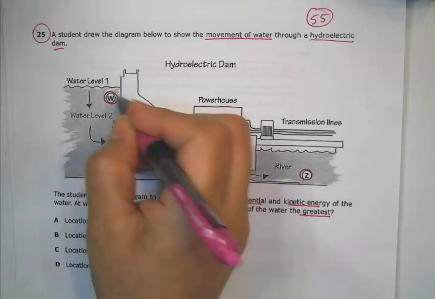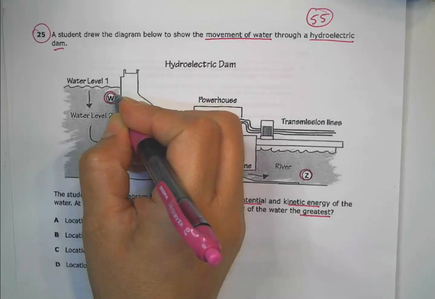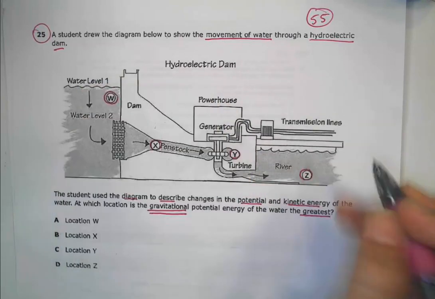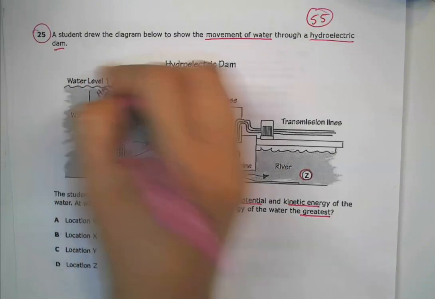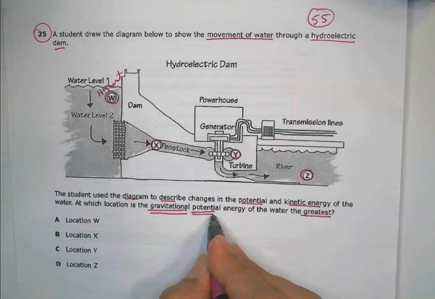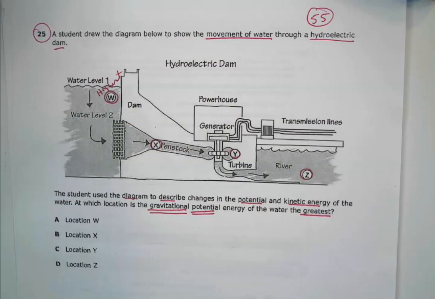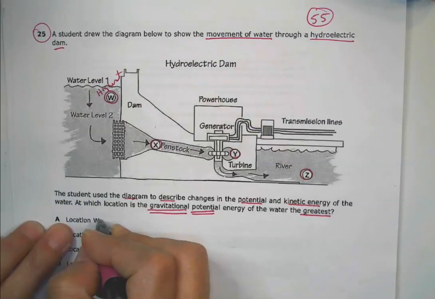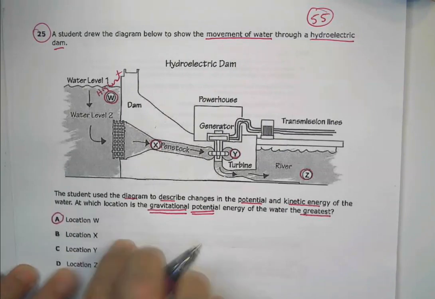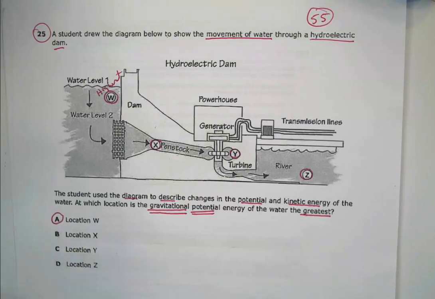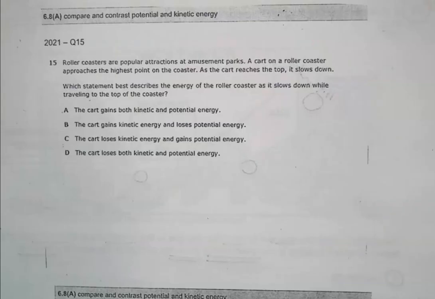And right here, when we look at W, this is where I'm at the highest point, okay? So this is at the highest point, and it's talking gravitational potential. And that's where I have my highest potential. So we're going to select letter W. Be very careful. Right now, I was looking for W over here. So that's going to be letter A.